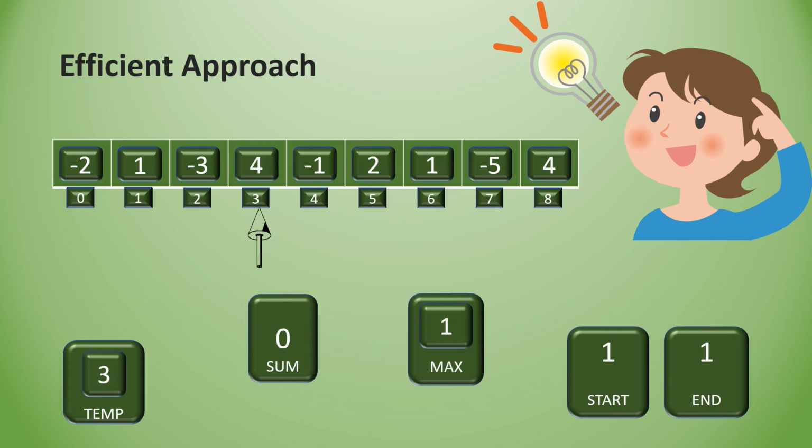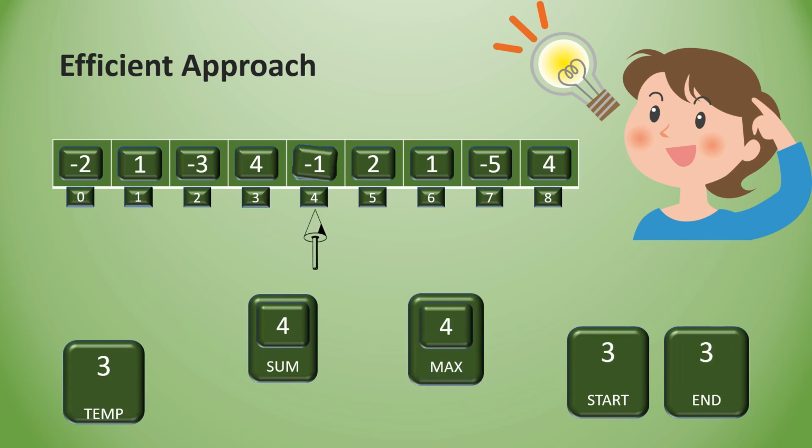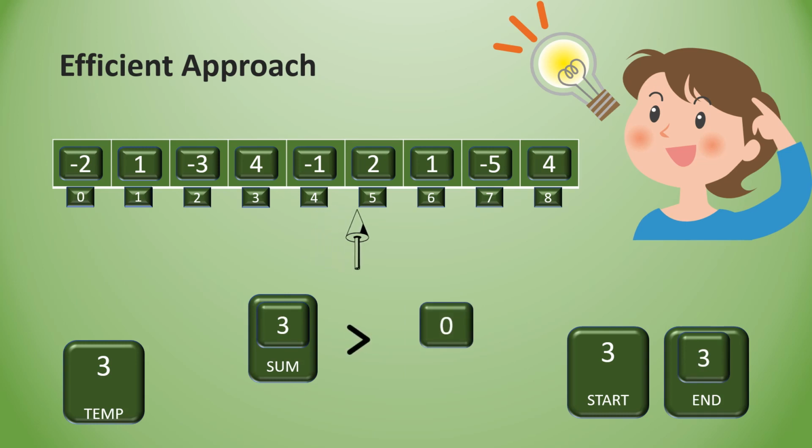We get 4, add 4 to the sum, it becomes 4, compare with max. Sum is greater than max, so update max, update start, update end. This time sum is greater than 0, so that is okay. Move the pointer. We get -1, add -1 to the sum, it becomes 3, compare sum with the max variable, but sum is less than max, so we will do nothing. Now compare with 0, it is greater than 0, that is okay. Move the pointer.